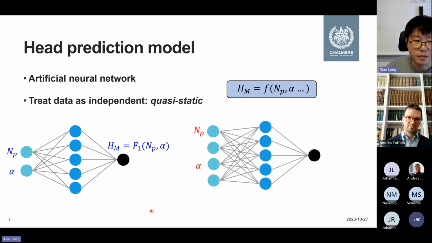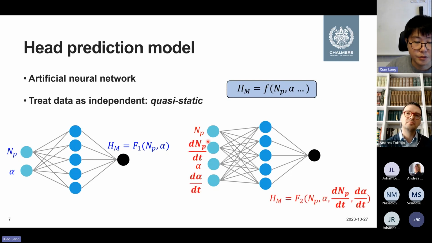Actually, we have the second model. Except for the pump speed and the gate opening, we also include the gradient of these two parameters: dnp/dt, the gradient of the pump speed, and d alpha/dt, the gradient of the gate opening. We denote these as the F2 model. So far, we have established two models. Then we should train the models and check the models' prediction capabilities.